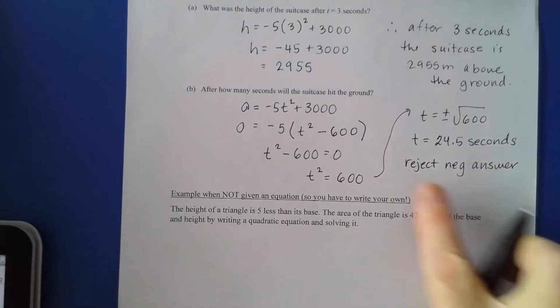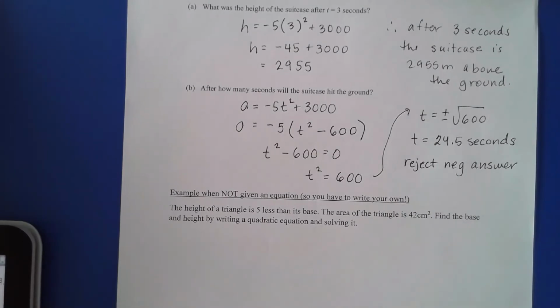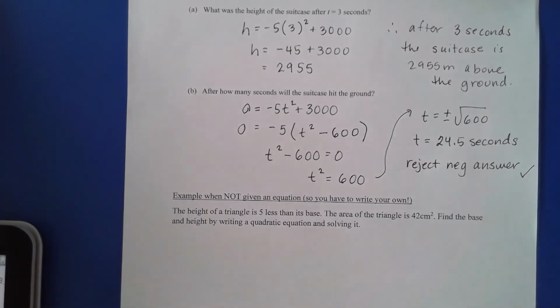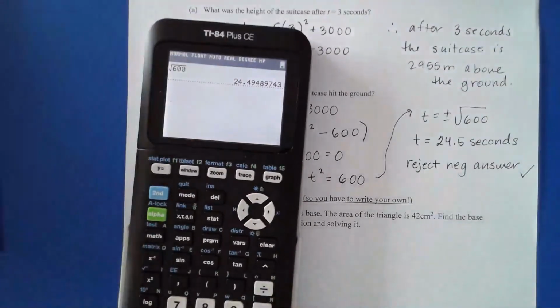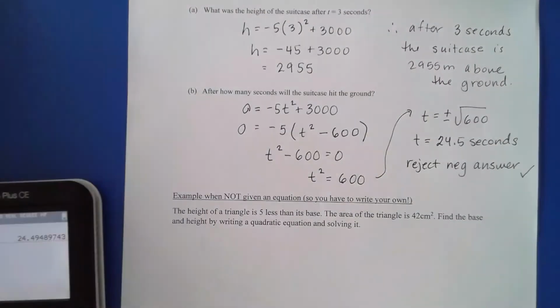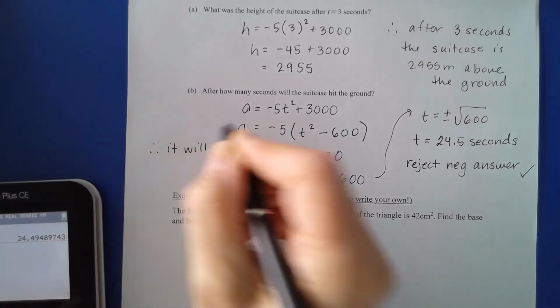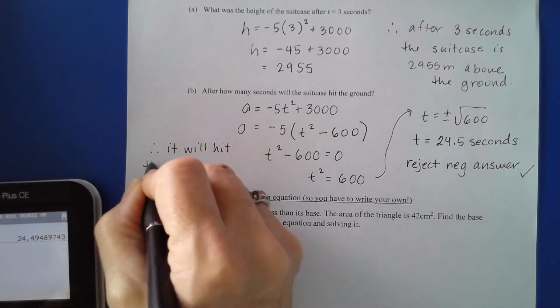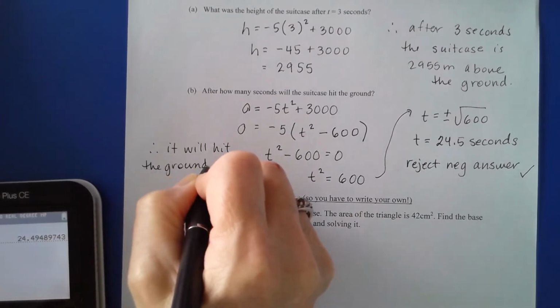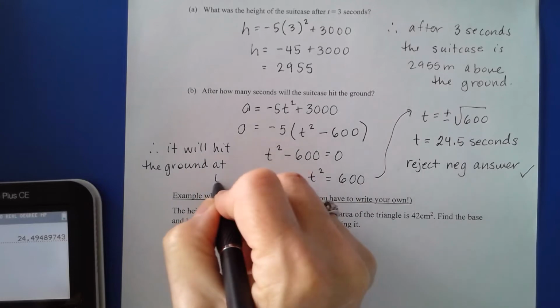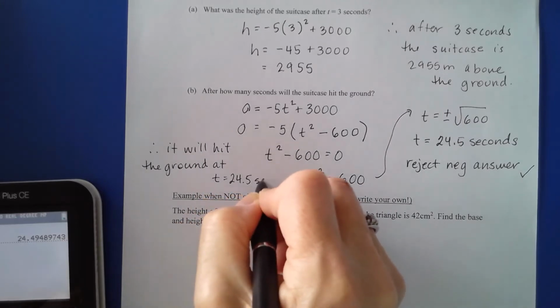Lots of times in these questions, there'll be a tick for saying, I didn't use the negative part. Okay? Do you know where I got this number? Square root of 600? Okay, so what am I going to say? Therefore, it will hit the ground at t equals 24.5 seconds.